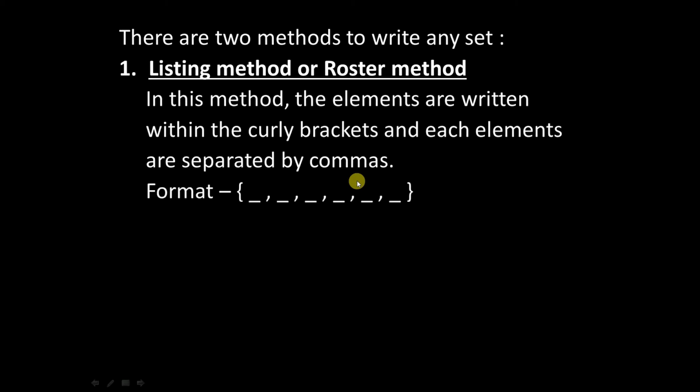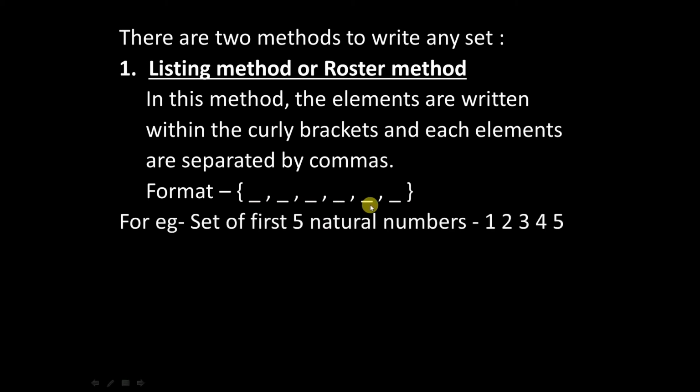Now let us consider this format. This is a set starting from the curly bracket and ending on the curly bracket, while the elements here are separated by commas. Let us look at an example. Consider you have to make a set of the first 5 natural numbers. As you know, the first 5 natural numbers are 1, 2, 3, 4 and 5.